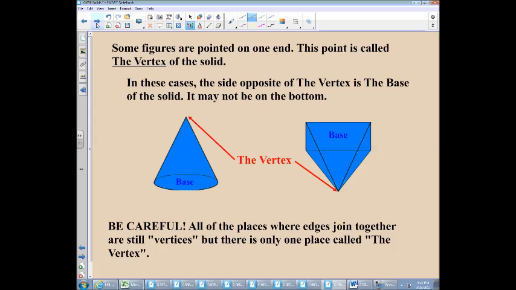We ran into the term the vertex again. The vertex happens in a three-dimensional solid if it only has one base. If a figure only has one base, that is fine. Across from that base, you will find the figure comes to a pointed location, and that's what we call the vertex. And remember, that's a strange naming situation. Do not confuse the vertex with a question that says how many vertices does a figure have. The vertex is a vertex, but it is the only vertex that can be called the vertex.